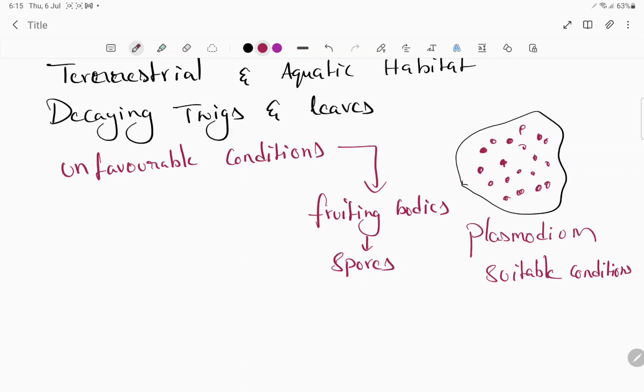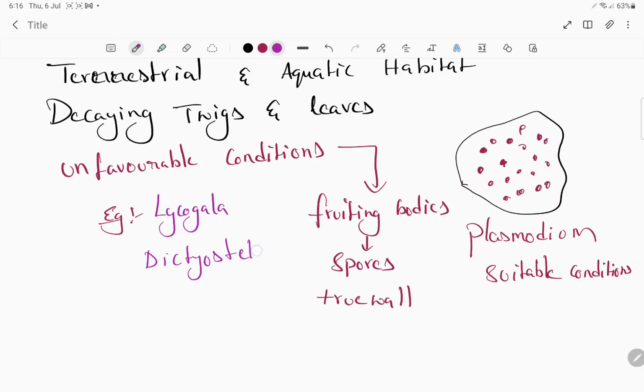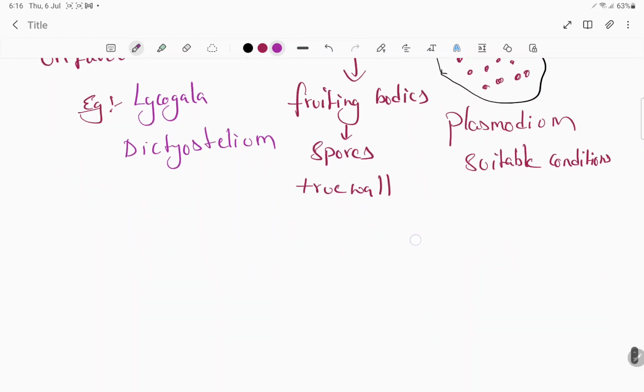Under unfavorable conditions, these fruiting bodies will produce spores. The spores possess a true wall. They are extremely resistant and can survive for years, even under adverse conditions. The spores are dispersed by air currents. Examples: Lycogala, Dictyostelium.